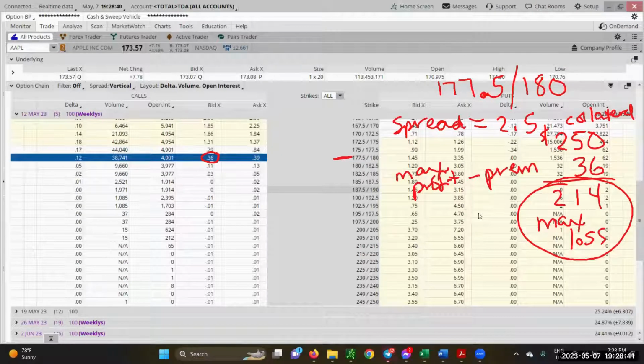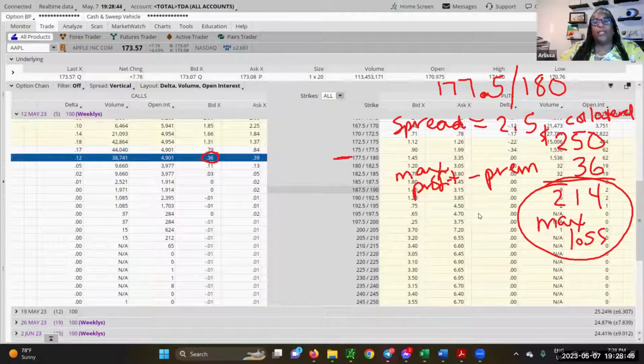All right. Is this a part of the wheel, Miss? Is this a part of the wheel strategy? No. The wheel includes just covered calls and cash secured puts. Okay. These are just credit spreads.